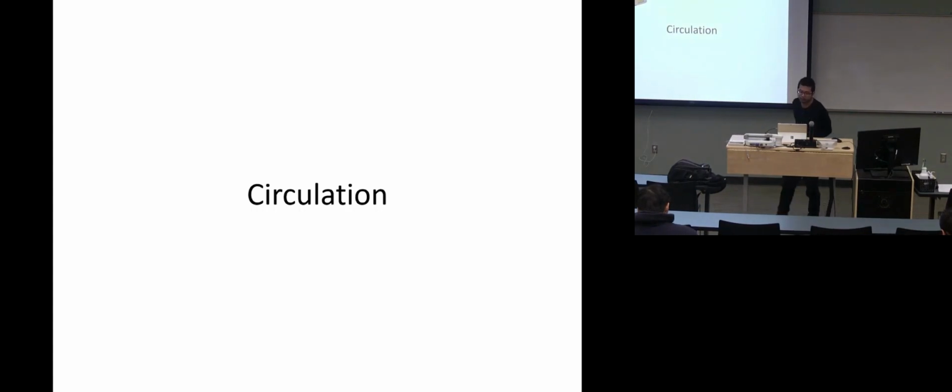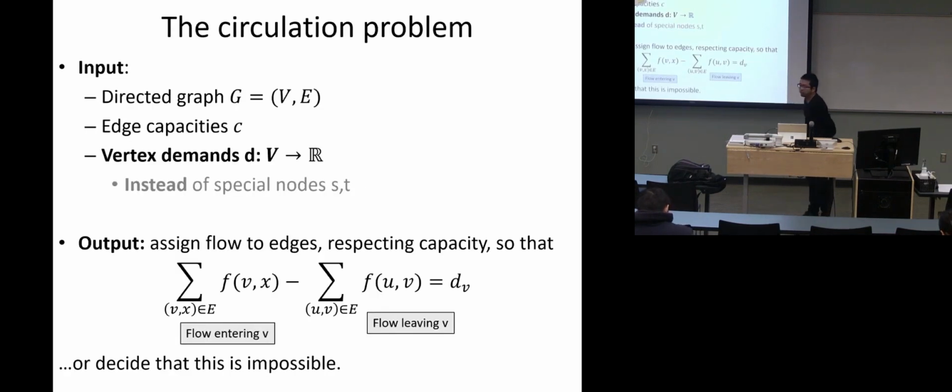We looked at the problem called circulation. In this problem, you have a directed graph, edge capacities, and a vertex demand, not just S and T. Every node can have some demand. What you want to find is to assign flow to edges so that the inflow minus outflow of a node V is equal to the demand at V.